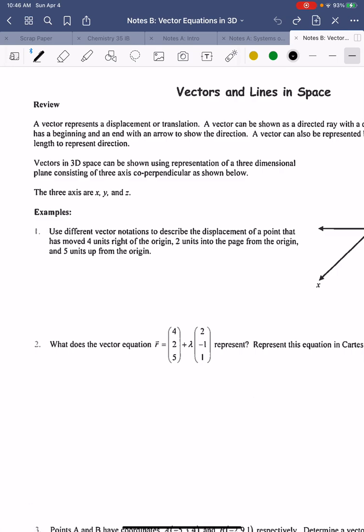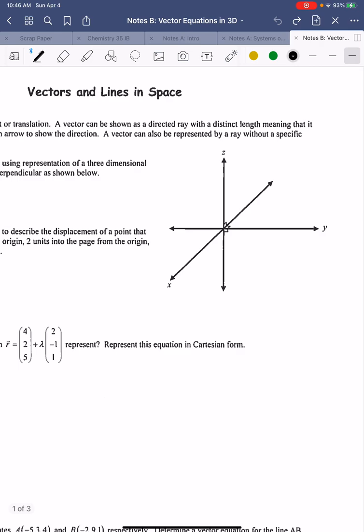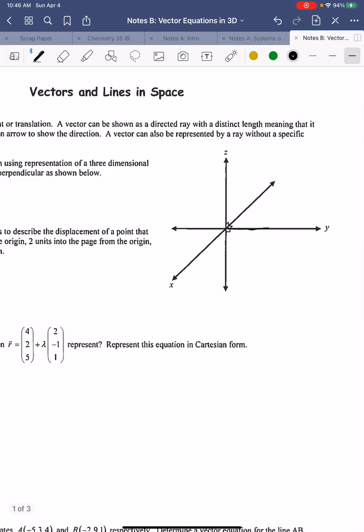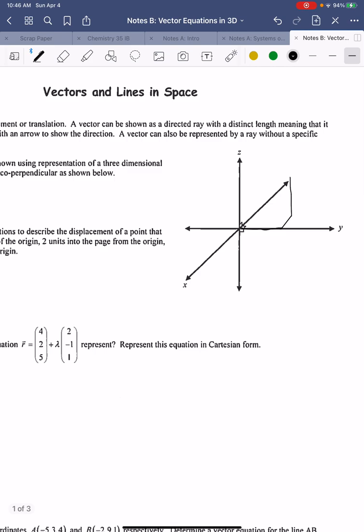So if we have a vector that represents a point that moved 4 units right, that means it moved 4 units this way, 2 units into the page, so 2 units in, and then 5 units up. So that is our point. And this is our vector.